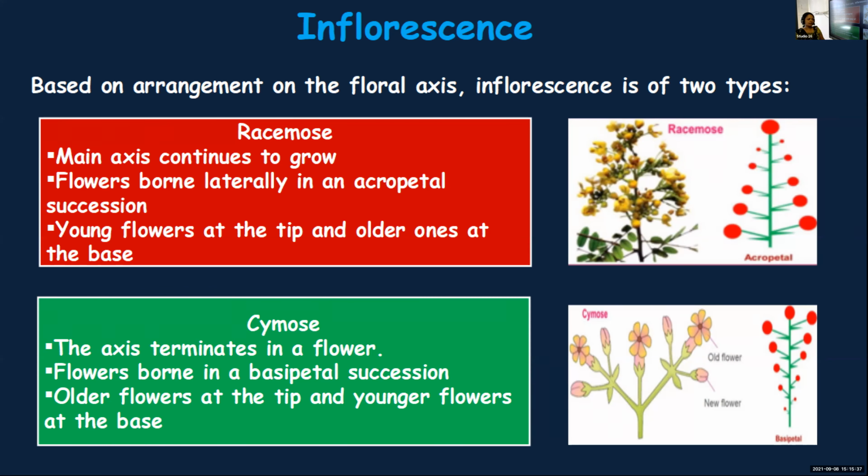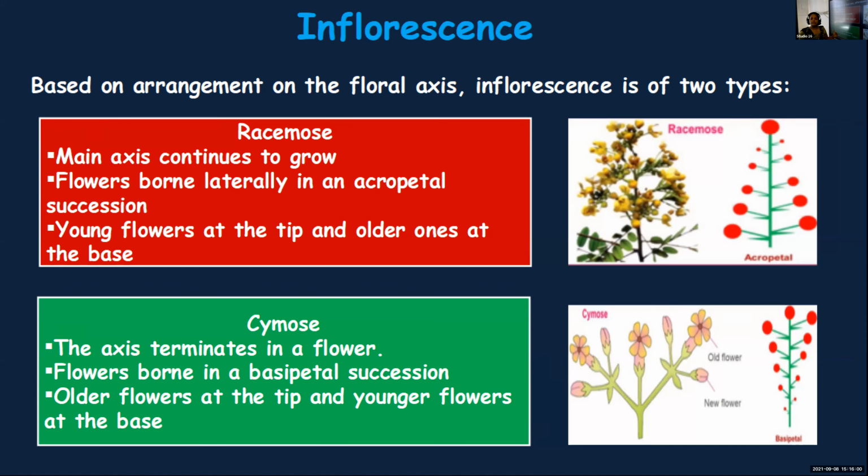Whereas in cymose inflorescence, see the figure, and there you can find the main axis. The growth has stopped. The main axis ends in a flower. It's not continuing to grow. And younger flowers will be at the base. You can see the buds are at the lower side and the fully bloomed older flowers are at the tip. So this is the classification.